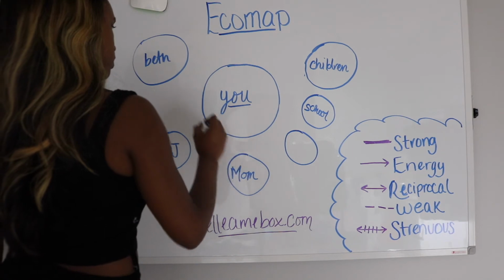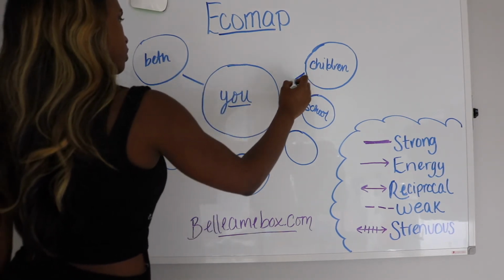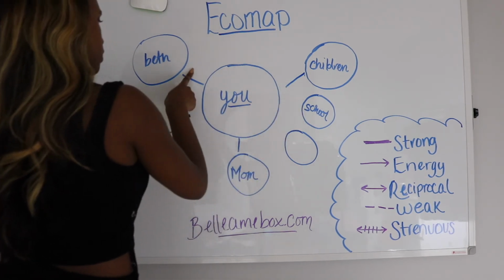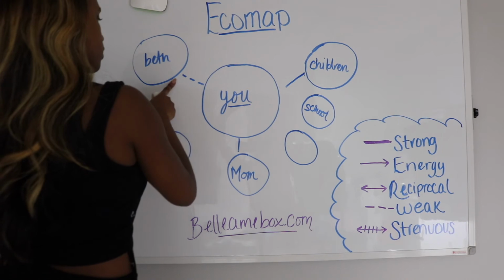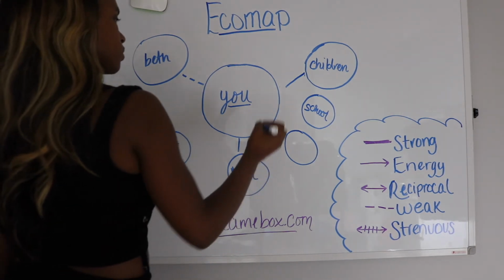Then use different types of lines to denote different types of connections. Any type of line can be used in the drawing, but the definition of each is noted in the Ecomaps key. Strong lines indicate strong relationships. Dashed lines represent weak relationships.